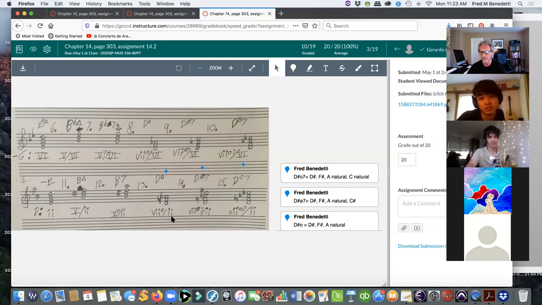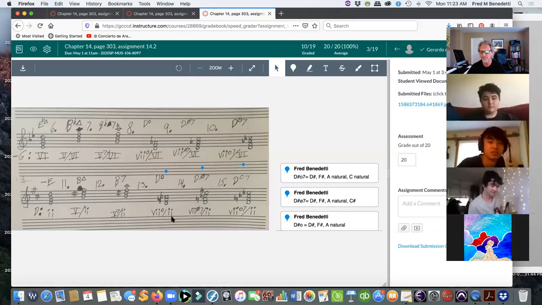A. No. G sharp. No. What would you say? E double sharp. F double sharp. G double sharp. Yeah. What's the deal with A sharp? There's an A sharp minor. It's the relative minor of C sharp major. Yeah, I need to work on my sharp keys a bit more. It's there. It exists.